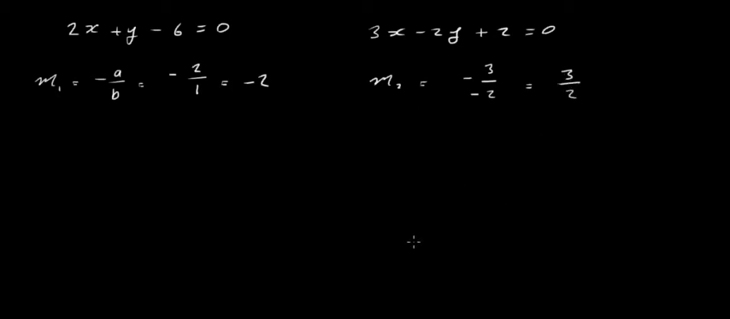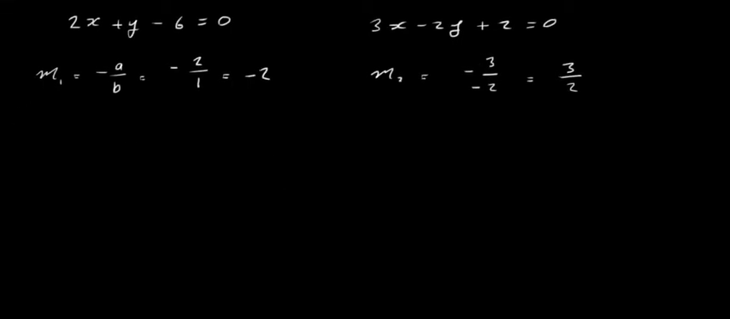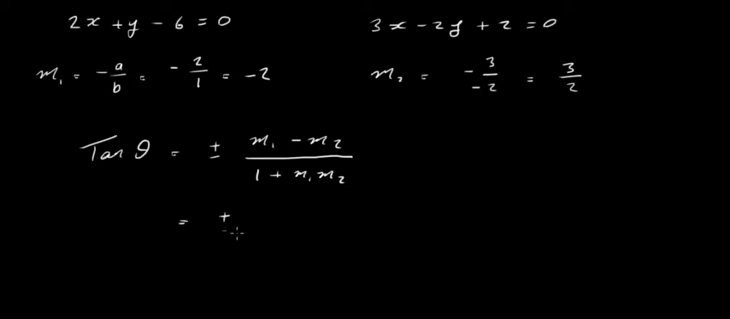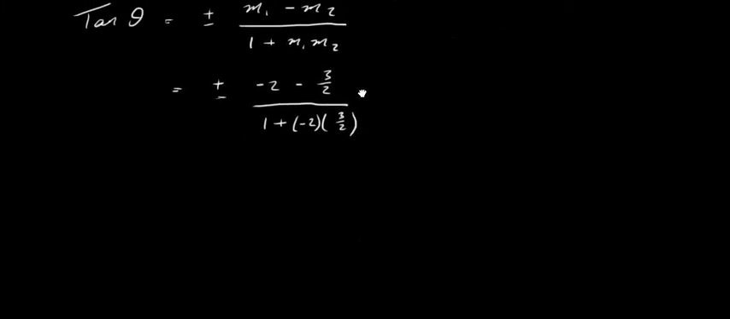So now I have our m1 and m2, so I can just stick these into the formula to work out our angles. Let me just write the formula down again. We've got tan of our angle is going to be plus or minus m1 minus m2 all over 1 plus m1 times m2. So let's put these into our formula. m1 is minus 2, and then we've got minus 3 over 2, all over 1 plus minus 2 times 3 over 2. Okay, so let's just work this out.